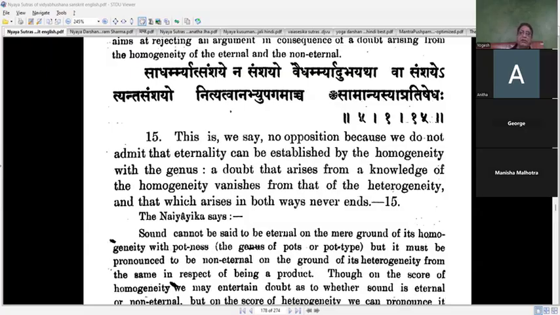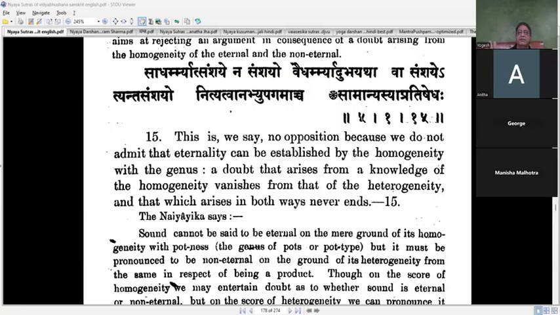So eternality cannot be thus established by showing common properties or homogeneity with the example. Whether the object is eternal, it cannot be established by showing common properties or homogeneity with the example. So what is the sentence saying here? First we are saying this kind of opposition is not valid.